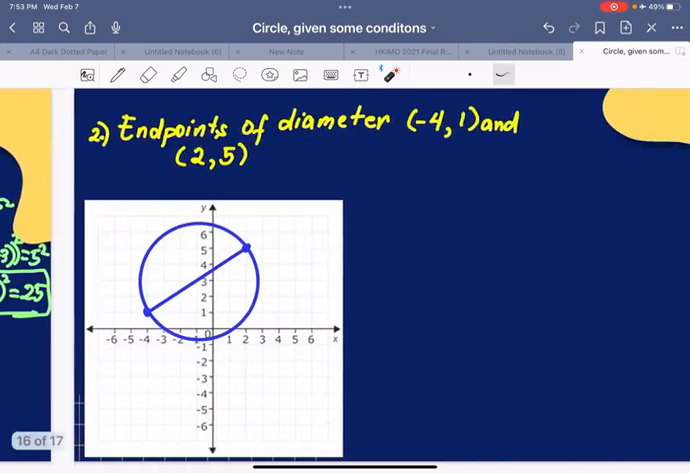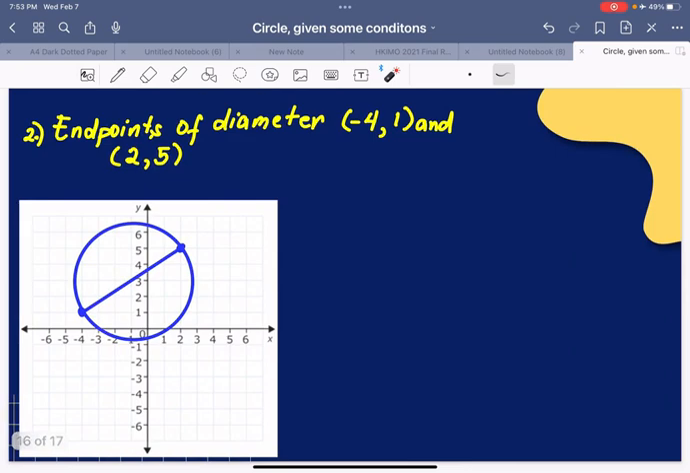Okay, let's have another example. Example number 2. Endpoints of diameter (-4, 1) and (2, 5). So, this is our endpoint, (-4, 1), and (2, 5). Okay, so this is the endpoint of our diameter.